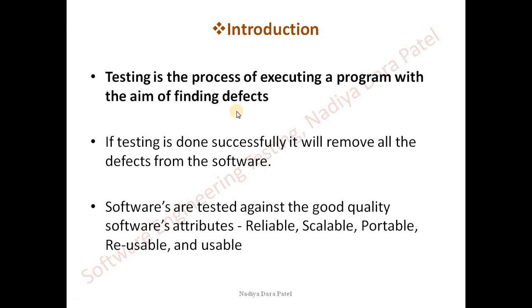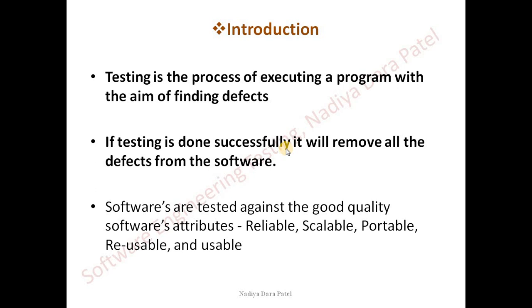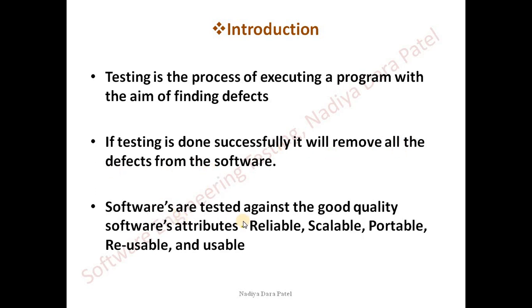So one thing is that testing is the process of executing a program with the aim of finding defects. If testing is done successfully, it will remove all the defects from the software. Software is tested against good quality software attributes. Those are reliable, scalable, portable, reusable and usable. I've already uploaded a video on characteristics of software. You can go through it and know what exactly these terms mean.